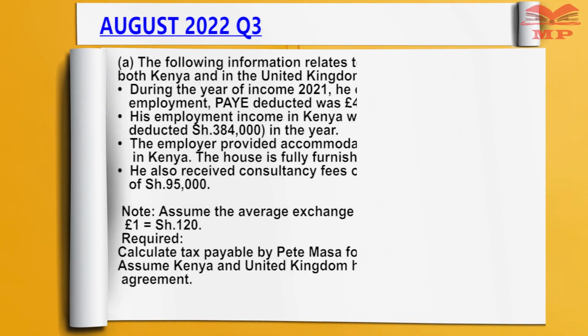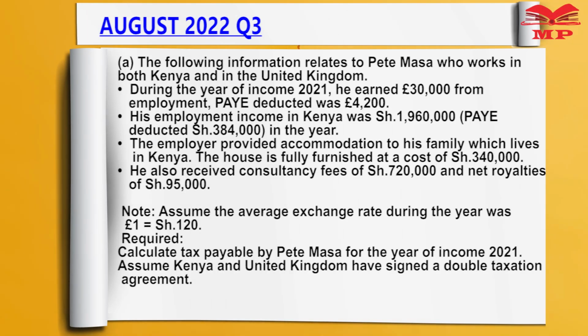Part A says the following information relates to Pete Massa, who works in both Kenya and in the United Kingdom. 1. During the year of income 2021, he earned £30,000 from employment. Pay deducted was £4,200. That is from the UK.